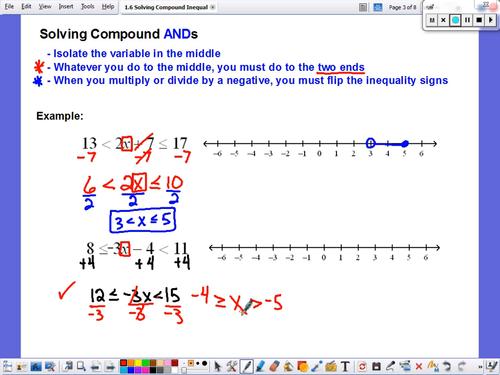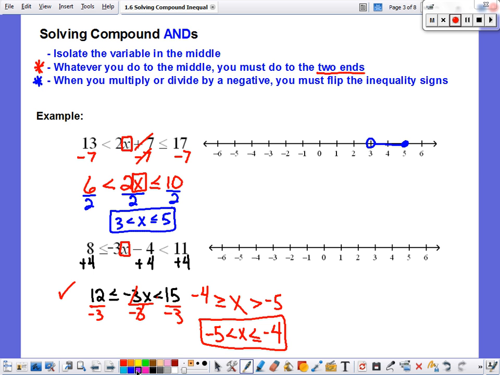Now, this isn't technically how we like to write it. We like to put our lower bound first. Negative 5 is smaller than negative 4. So we usually would just flip everything over. The alligator's eating the x, and the alligator's eating the negative 4. So either one I would have accepted. This is a little bit more appropriate for what we're doing.